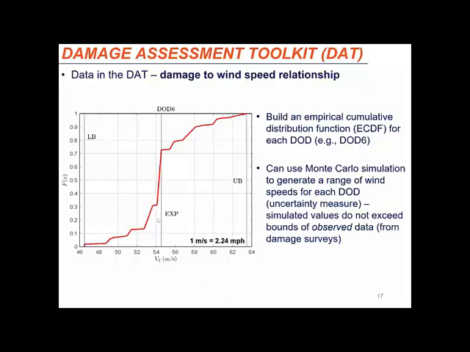And so the key thing to remember here, with not only the EF scale itself but this ECDF, is that the simulated values don't exceed the bounds of the observed data. And these observed data are from the damage surveys that Zach mentioned. So for a given DOD, what we can do is simulate a wind speed based on these relationships.